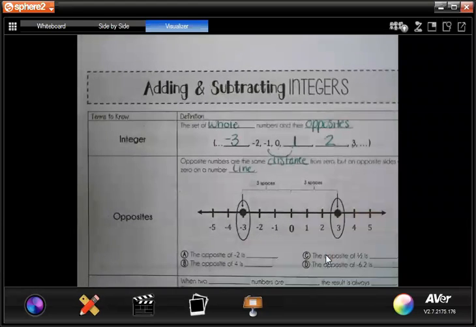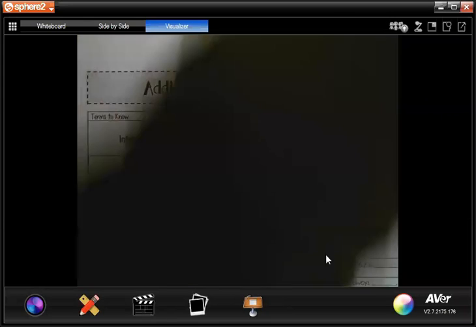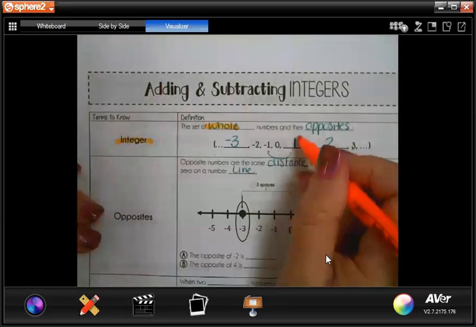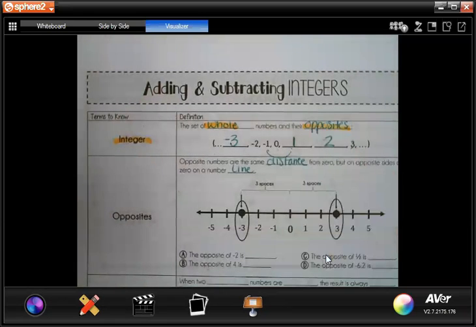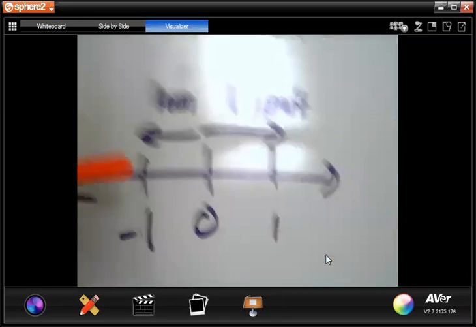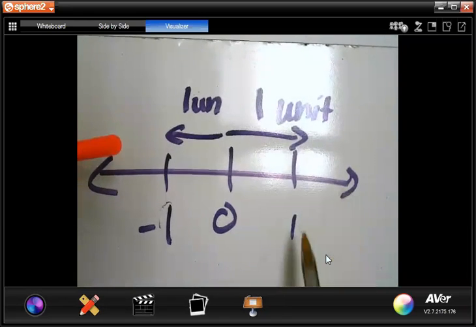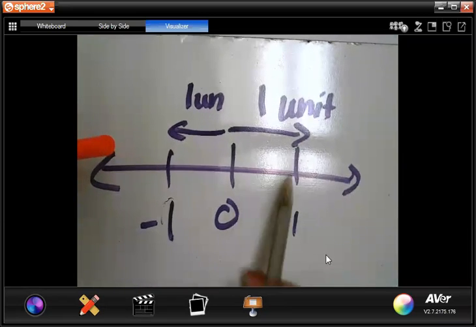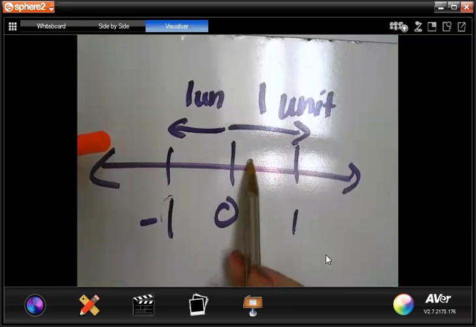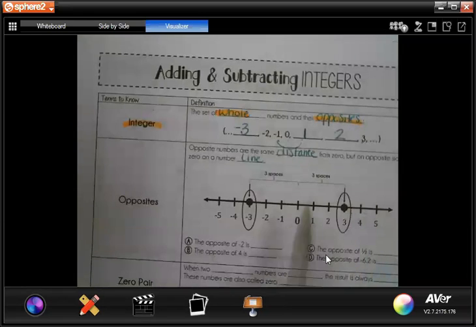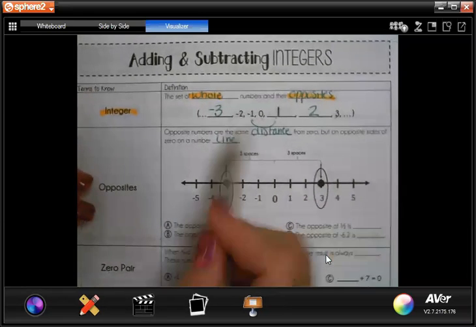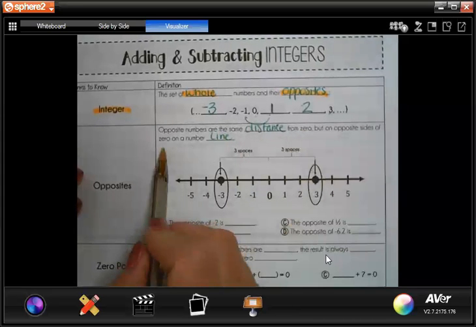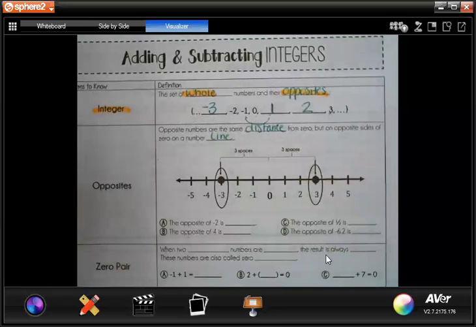So really quick to backtrack, an integer is a whole number and their opposite. That means that if you look at a number line like this, if I had 1, the opposite of 1 would be -1, because both of them are 1 unit away from 0. So they're the same distance away from 0. Okay, so opposite numbers are the same distance from 0, but on opposite sides of the number line.